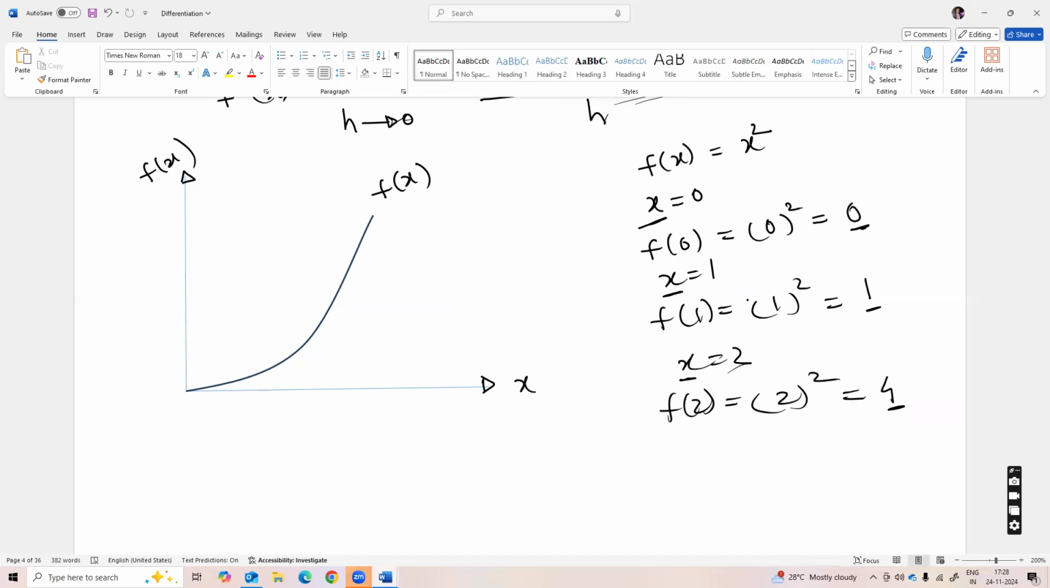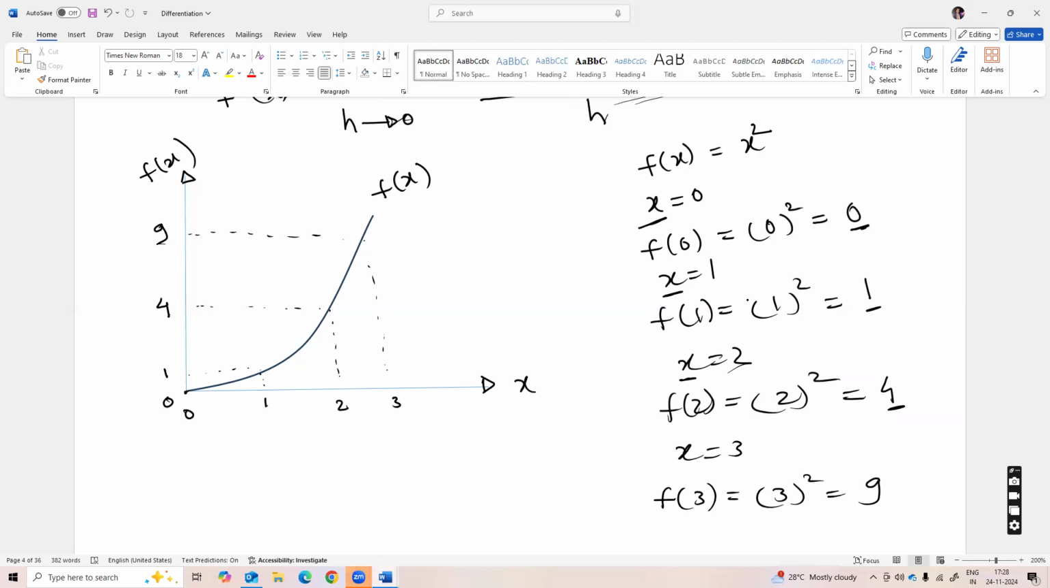So let's say this is the first point. This is x equal to 1, the function is also equal to 1. When x equal to 2, this function is giving value equal to 4. Similarly, if x equal to 3, f of 3 will be equal to 3 square, that is equal to 9. So when x is equal to 3, the function value is equal to 9. Here it is 0, 0.